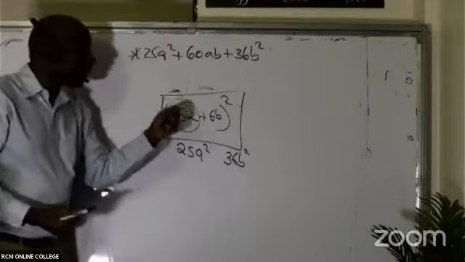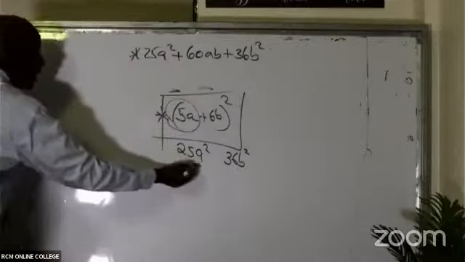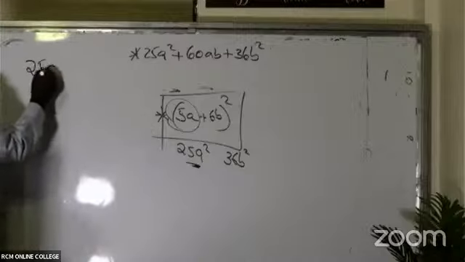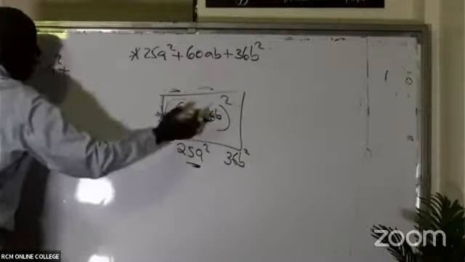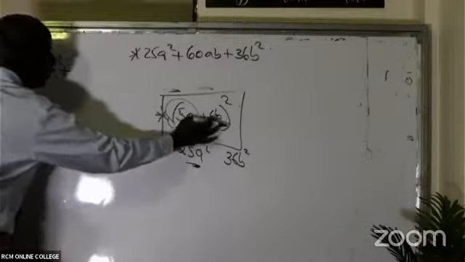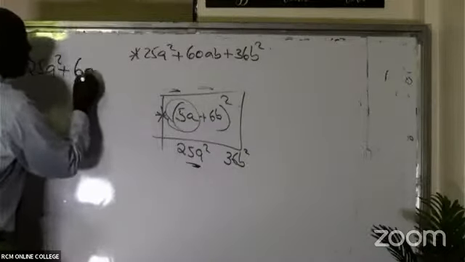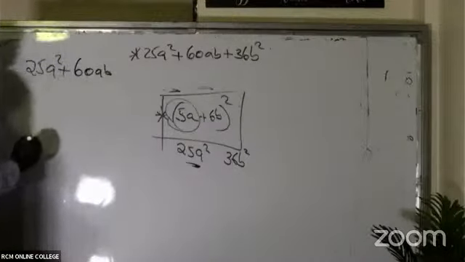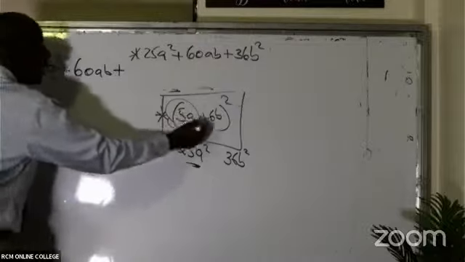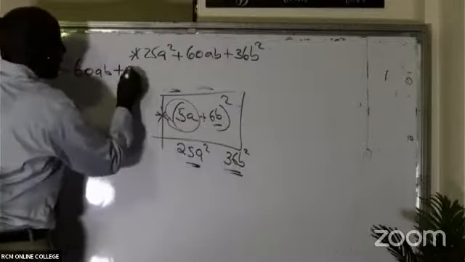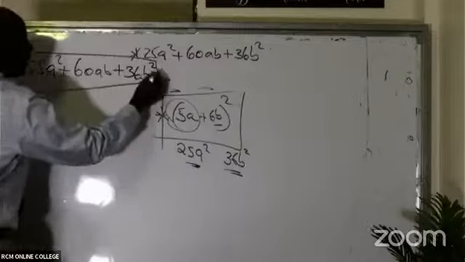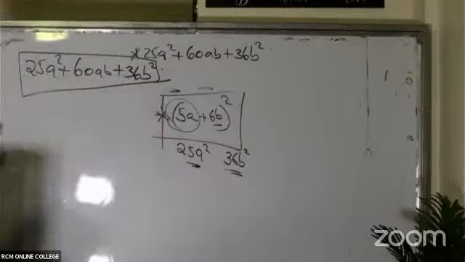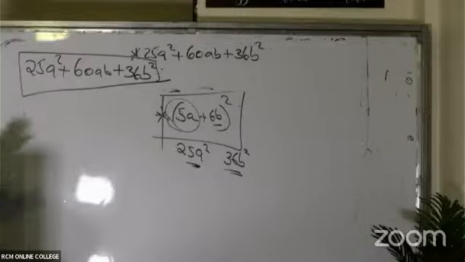So then let us write the final answer. The final answer here will be 25a squared plus this multiple doubled. So when I multiply this, it will be 30ab doubled. It gives me 60ab plus this which I've already been able to get here, 36b squared, like that. So was Peter correct? Yes. Was he the first one?